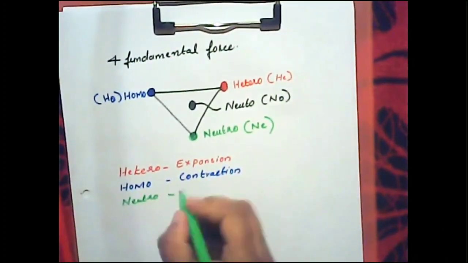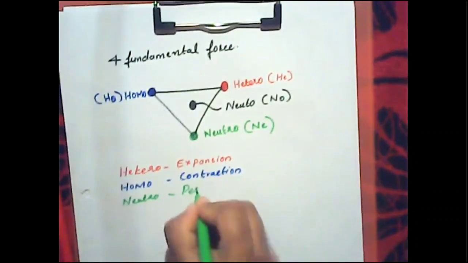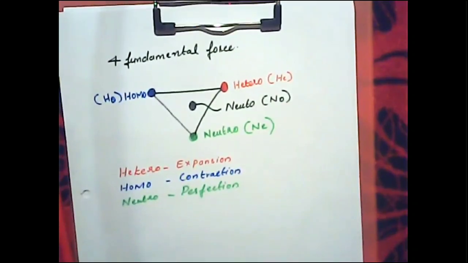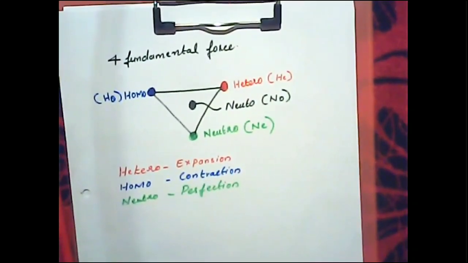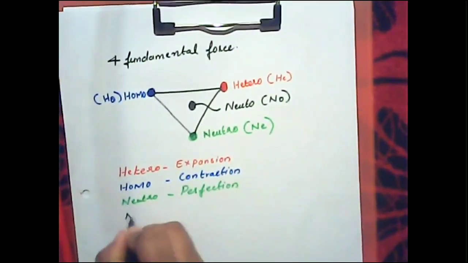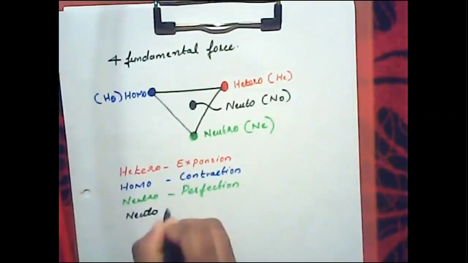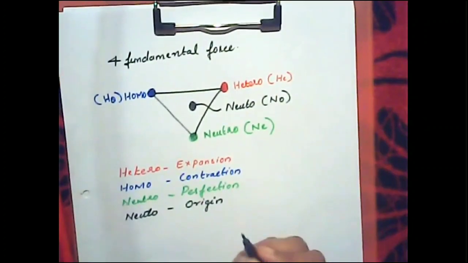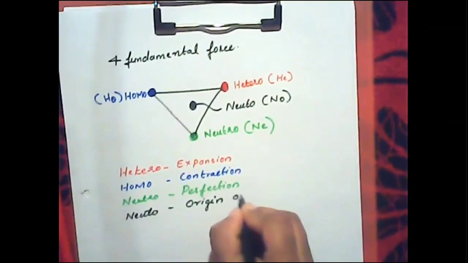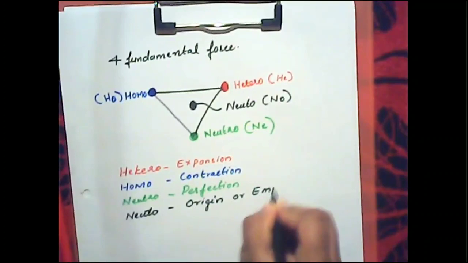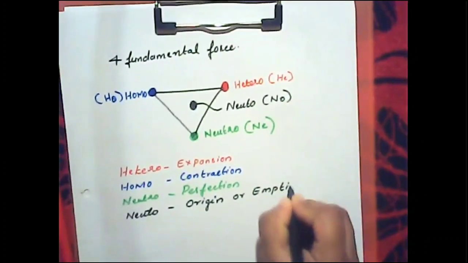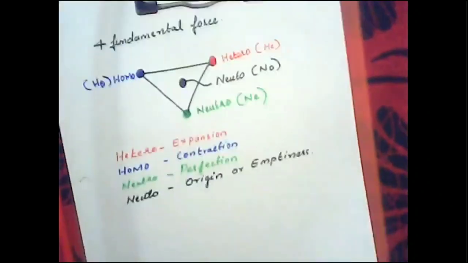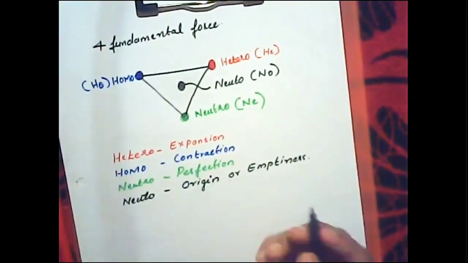Neutro means perfection. Neutro is origin, or else we can also represent it as emptiness. In some conditions, it leads to emptiness also, or origin.